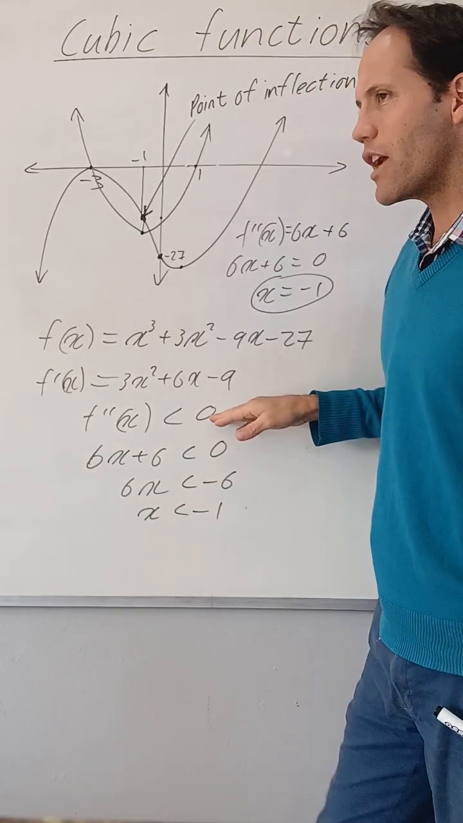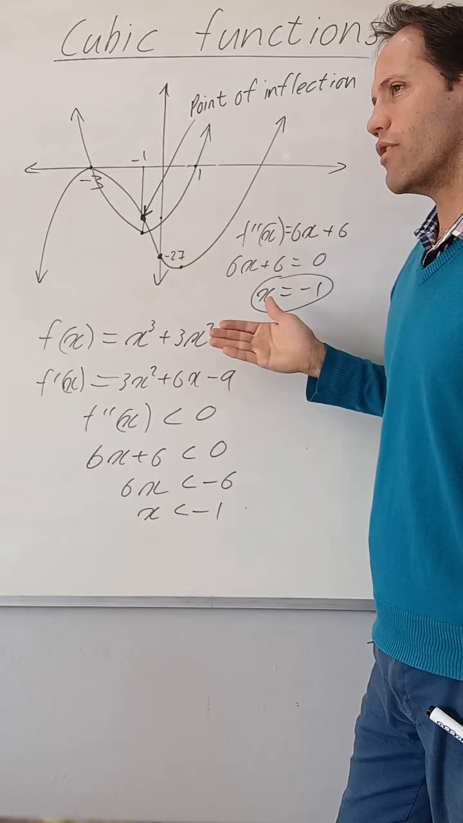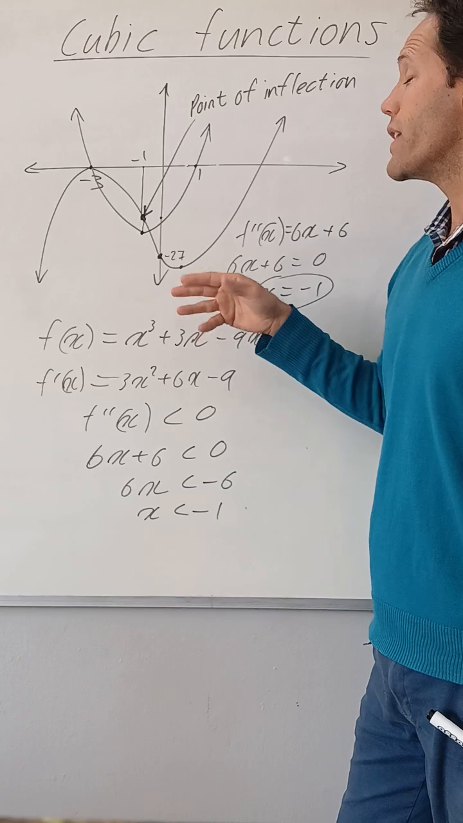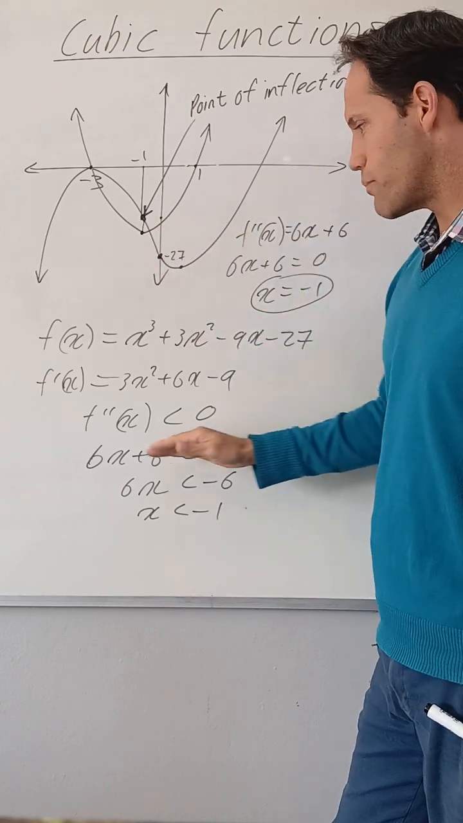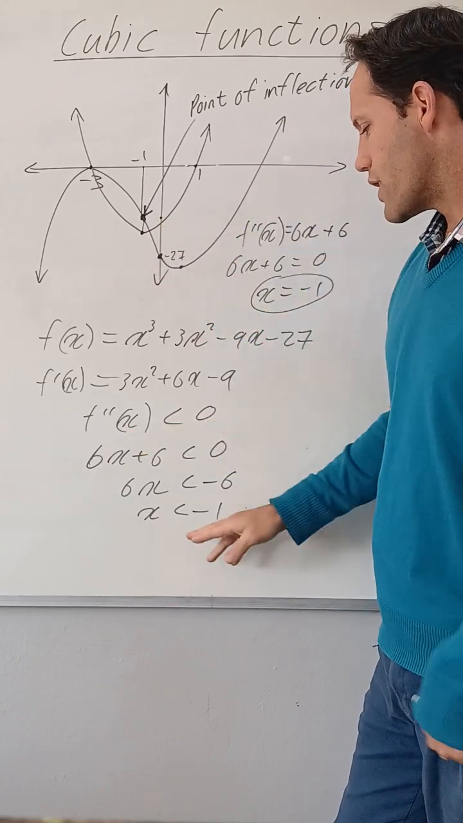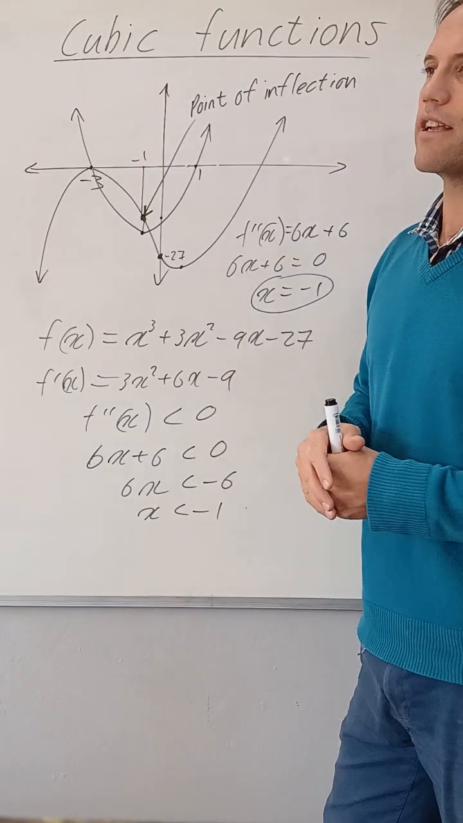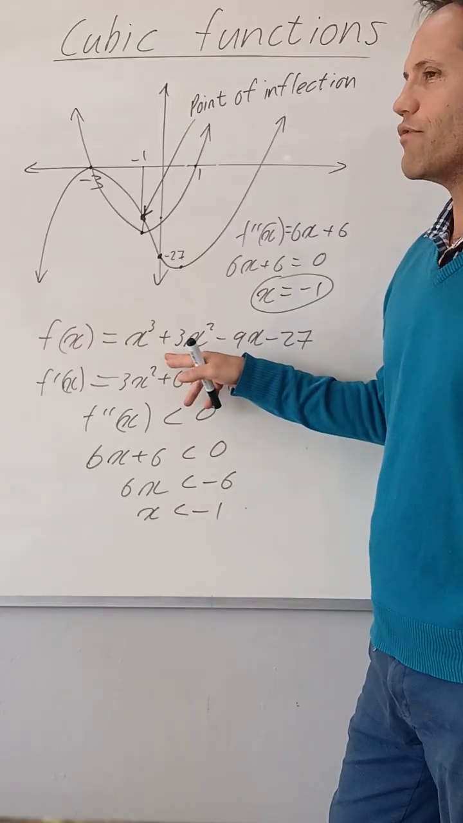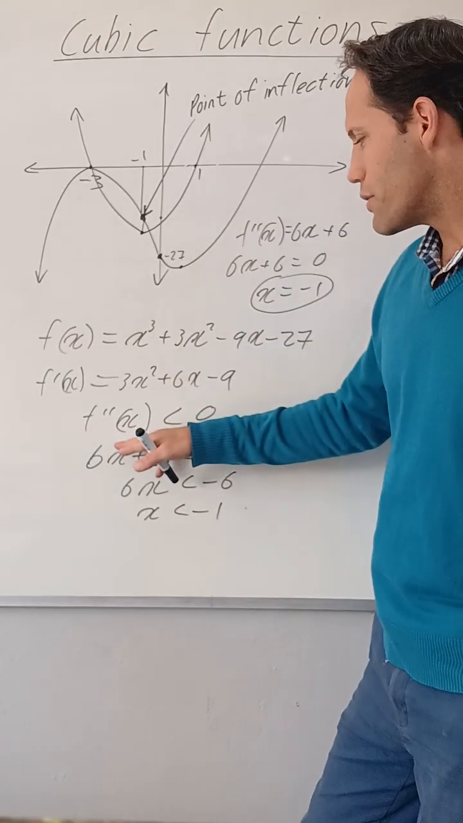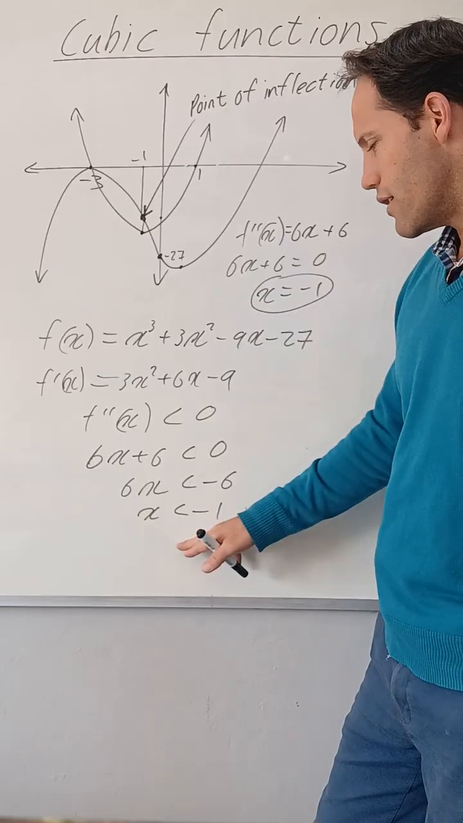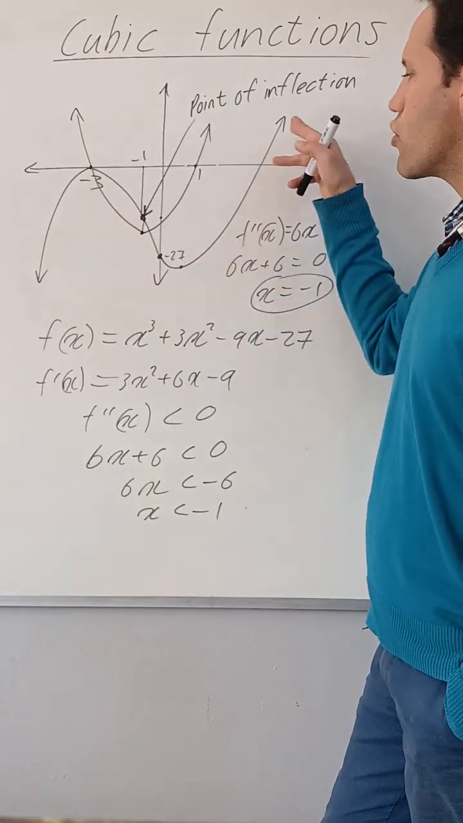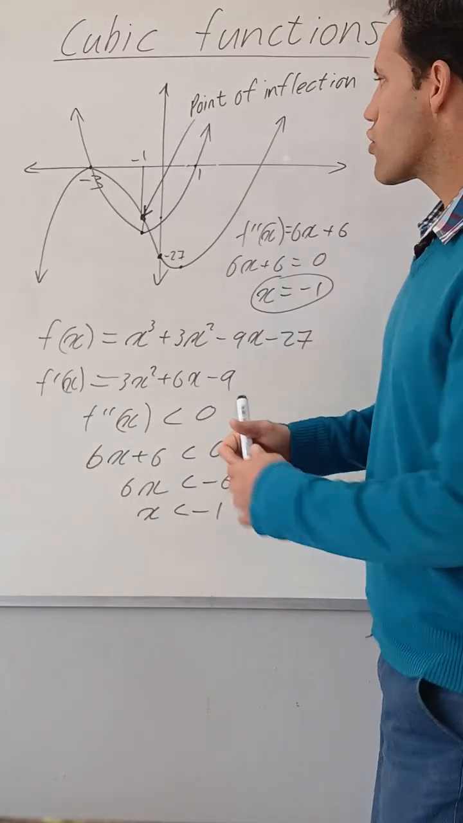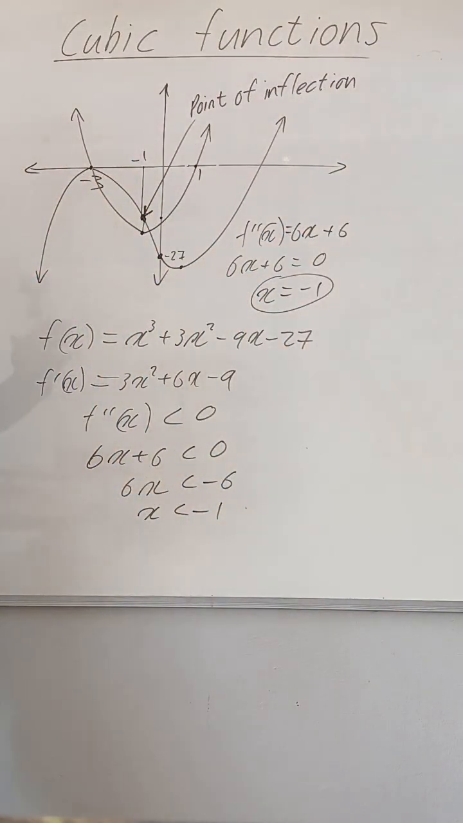Okay? So if you want to know where the cubic function is concave down, you have to put the double derivative smaller than 0. If you want to know where the cubic function is concave up, you have to put the double derivative bigger than 0. Sometimes they just ask, for which values of x is the cubic function concave down? Then you put the double derivative smaller than 0, and you solve it. If they ask where the cubic function is concave up, you put the double derivative bigger than 0, and you solve it.